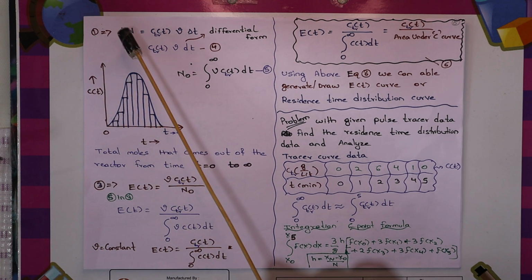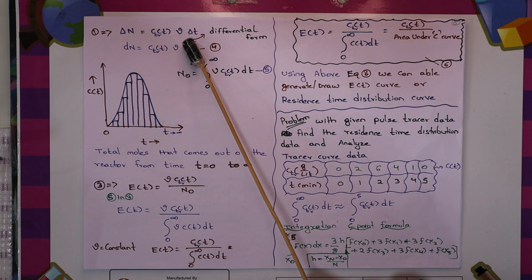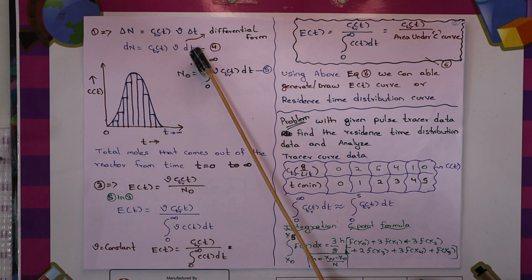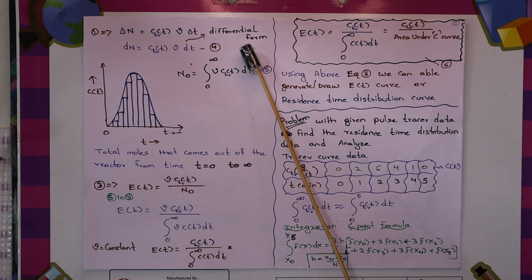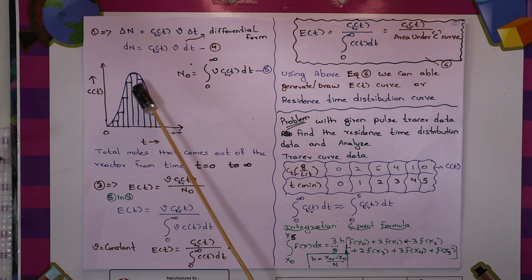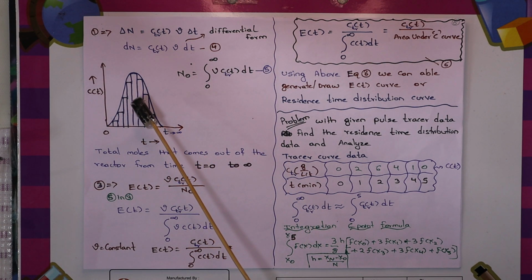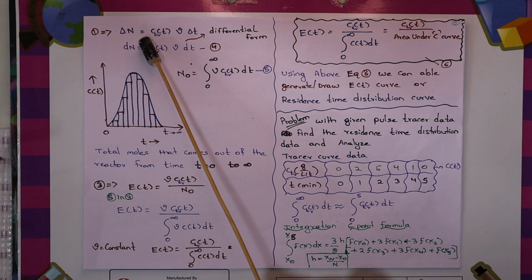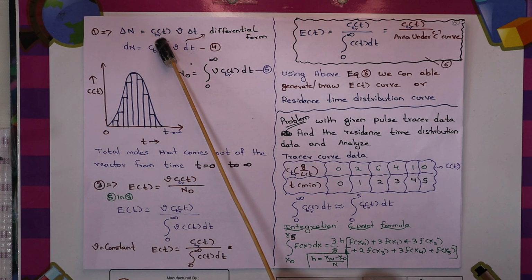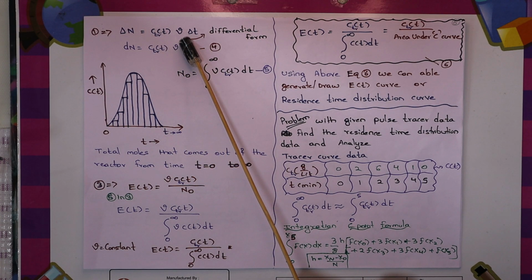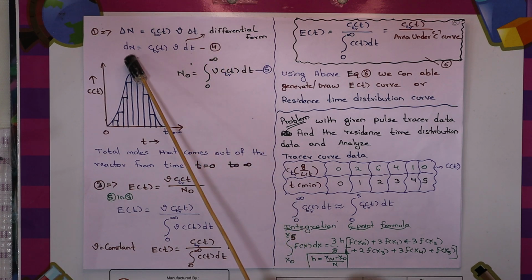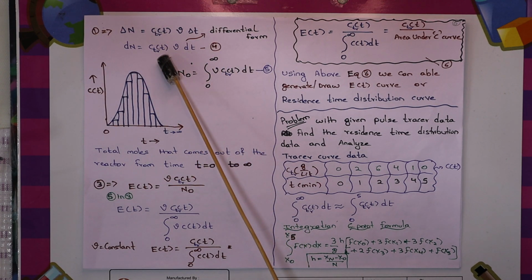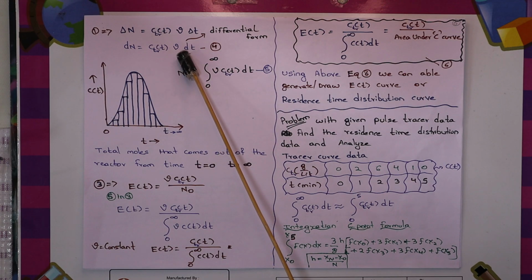So what is delta n? Delta n is CTR into nu into delta t. Okay, if you keep it in differential form, delta n is equal to the concentration of the tracer at time t into the volumetric flow rate into delta t. In differential form, it becomes dn, which is the concentration of tracer at time t into nu into dt.